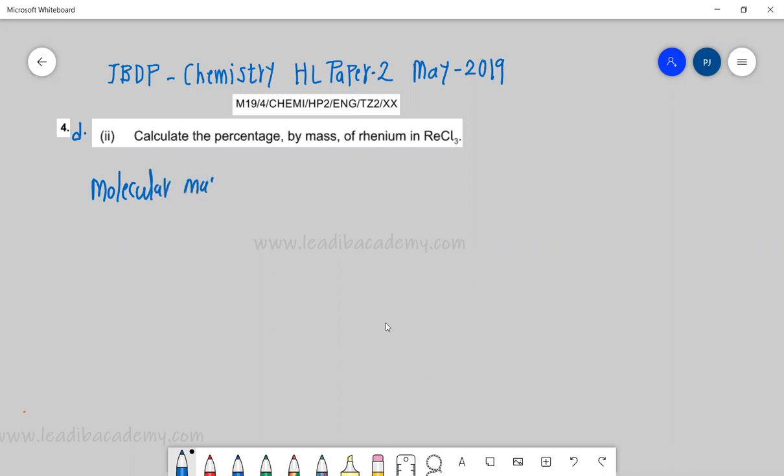of ReCl3. How to calculate that? Take the atomic mass from section 6 of the data booklet. Okay. So in this case, we can find out from the data booklet that the atomic mass is 186.21 for rhenium.